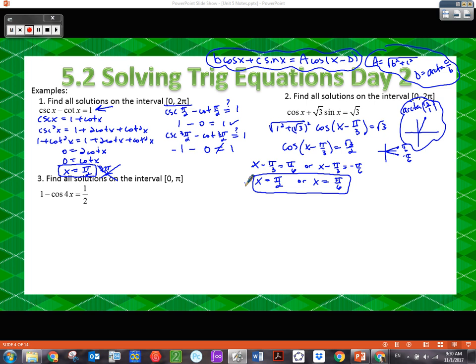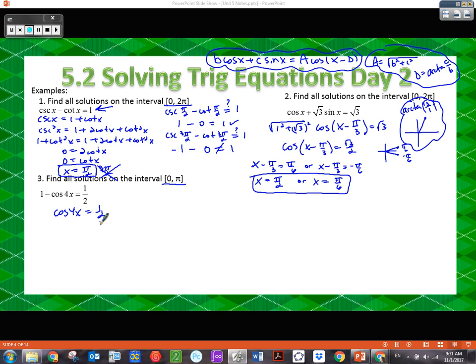Okay, last one. So the interval we're looking for is from 0 to pi. So we need to really pay attention to the interval. We want to capture all of the answers in the interval. So I need to isolate the cosine for x. So get that by itself. So I have cosine for x, and I want it to be positive, of course, so I move that over. I get 1/2.